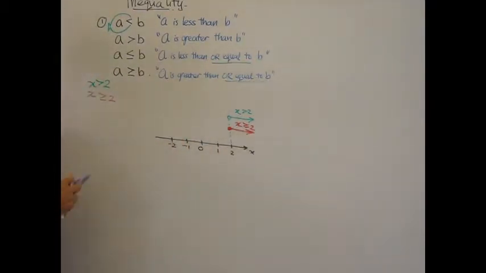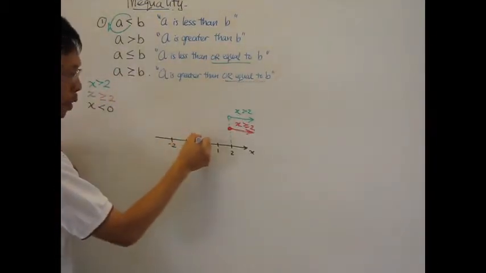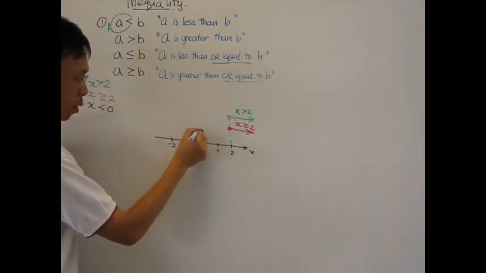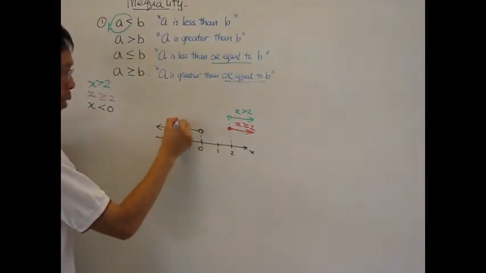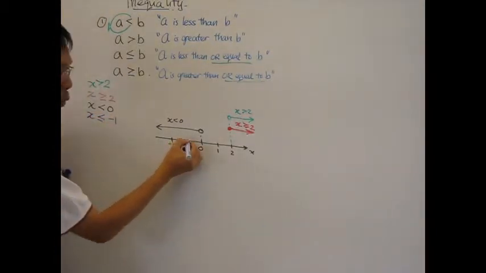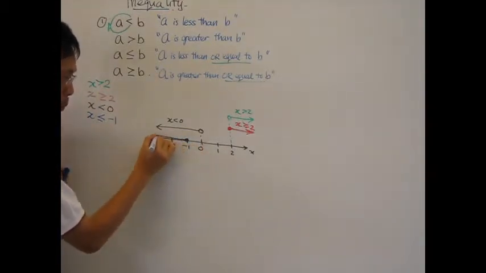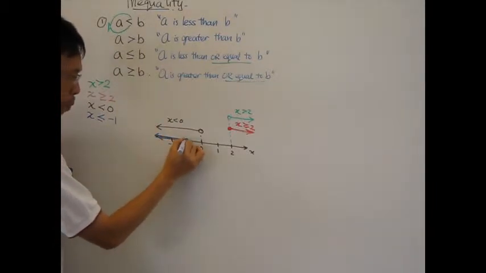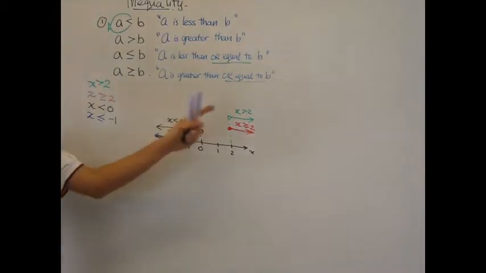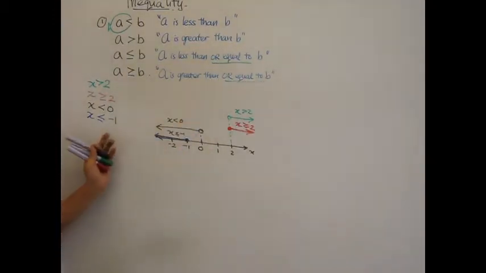And similarly, you could have something like this. X is less than 0. So up here, 0. Open bracket, open circle. X is less than 0. And then we have another one, let's say x is less than or equal to -1. So up here, for example, this. So x is less than or equal to -1. Right, so this is one way to represent inequality.